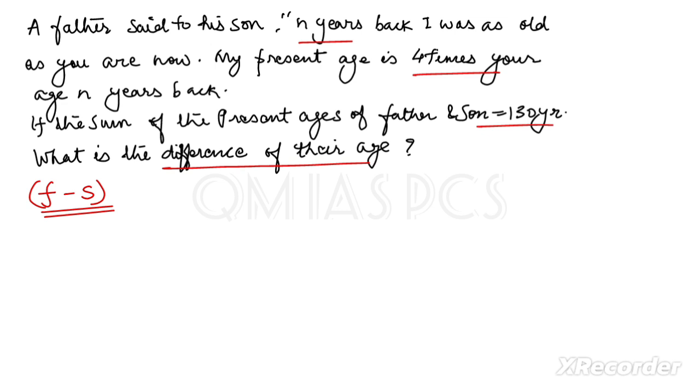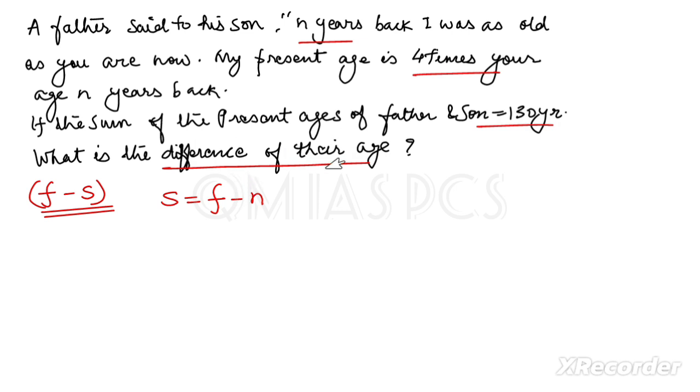In the first statement it is given, n years back I was as old as you are now. That means the father is talking about the son's age. Son's age is father's age minus n years back. So it is saying that n years back, whatever my age would be, that age is your age right now.